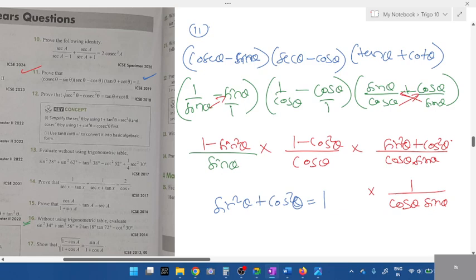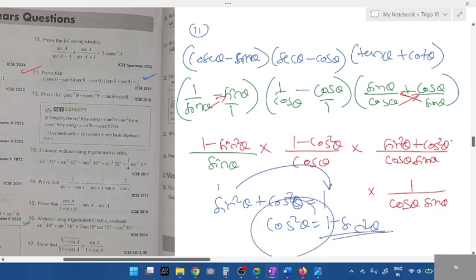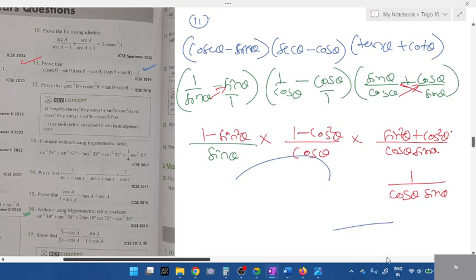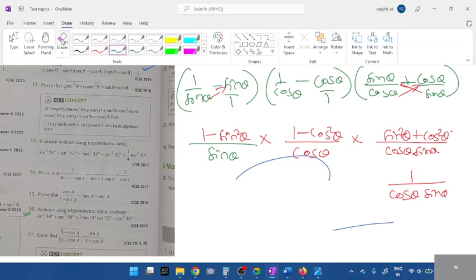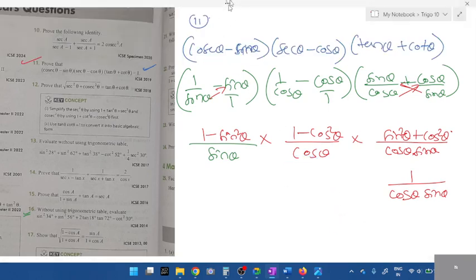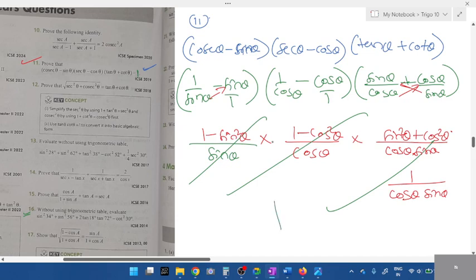Okay, I need 1 minus. If I send this, what do we get? Yes. So in place of sin, what I have to substitute? Cos square. See, right hand side we have 1, students. What do you mean by that? Everything will get cancelled, right? Only then you'll get 1. Yes. So that is how you have to think.